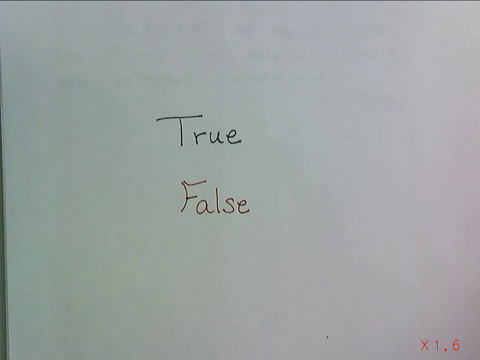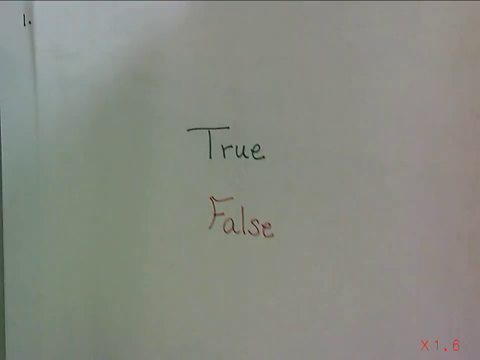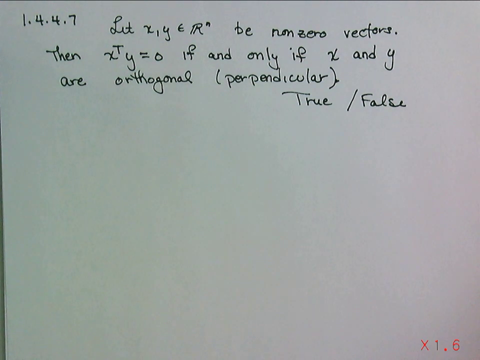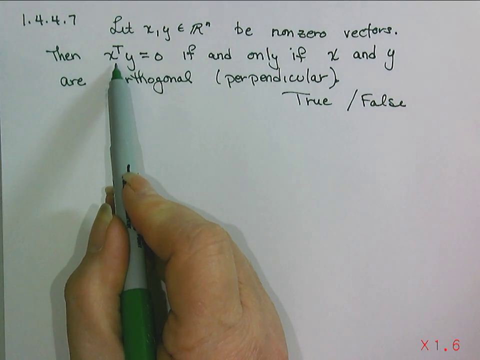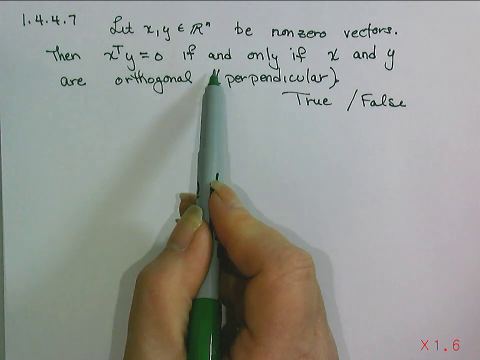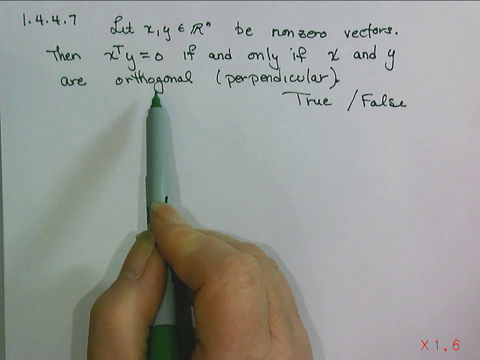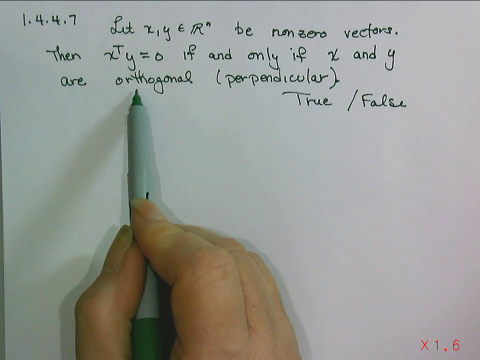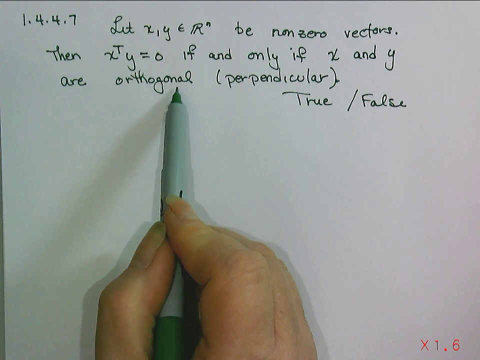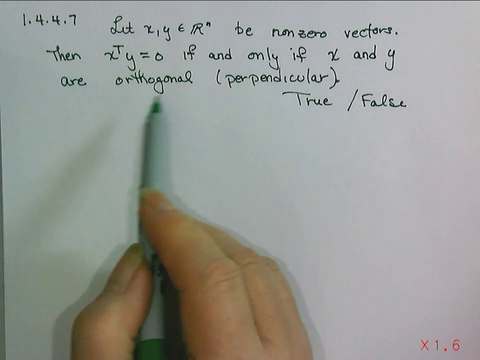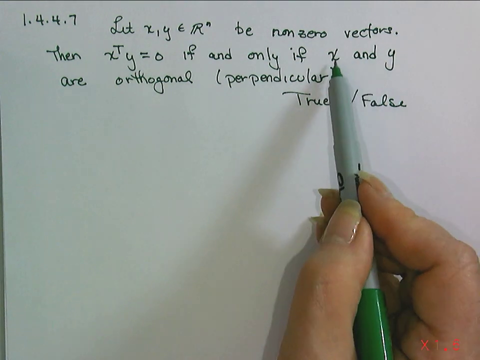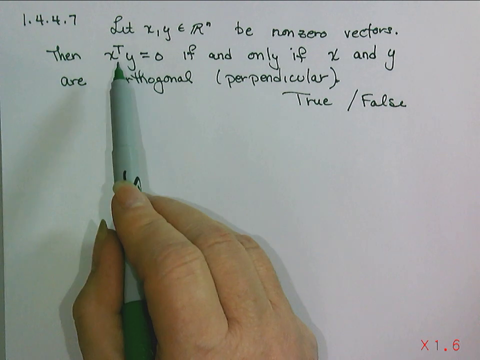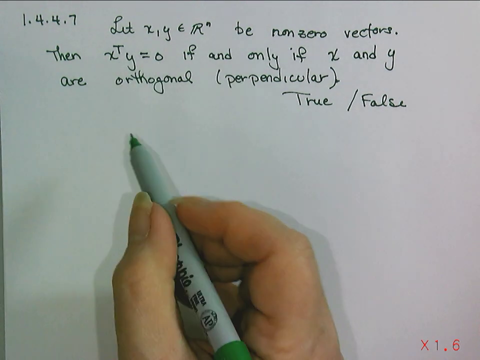True or false? If x and y are non-zero vectors, then the dot product of x with y is equal to 0 if and only if x and y are perpendicular, or when we're dealing with vectors we call them orthogonal. It's an if and only if, which means we need to show that first, if x and y are perpendicular, that x transpose y is equal to 0.